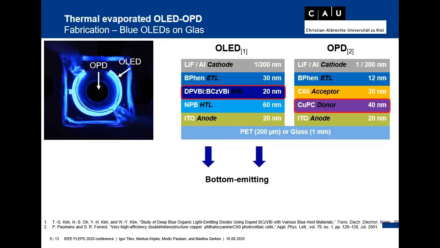For the following devices, we use deep blue light emitting organic materials for OLEDs. The blue emitting fluorescent dopant is BCZ-VBI in a DP-VBI host. On the OPD side again, we fabricated the same donor acceptor system but used BFEN as an electron transport layer instead of TPBI. We also used this blue emitting OLED in our experiments for a flexible OLED-OPD matrix unit for fluorescence measurements, since there are several quenchable fluorophores like the ruthenium complexes which are absorbing blue light.